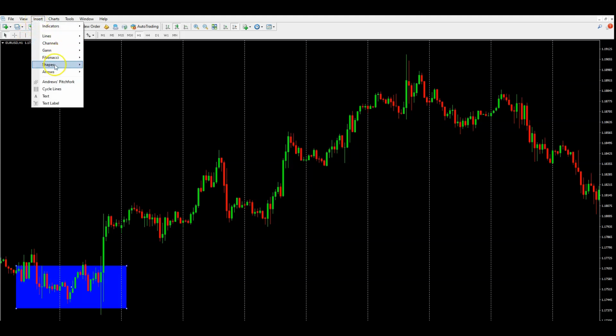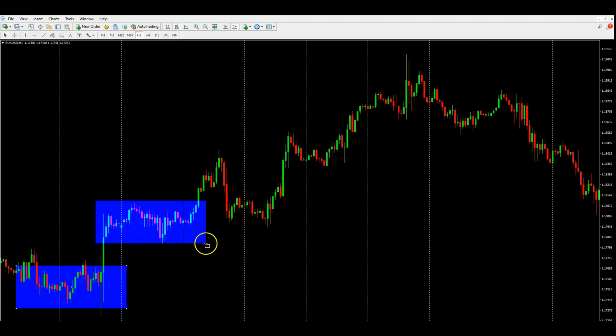Insert, shapes, rectangle. Let's block it in. Did price break out? To which side? The upside or the downside? Okay, let's get it.